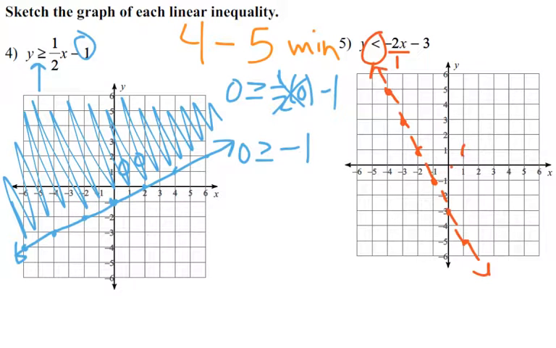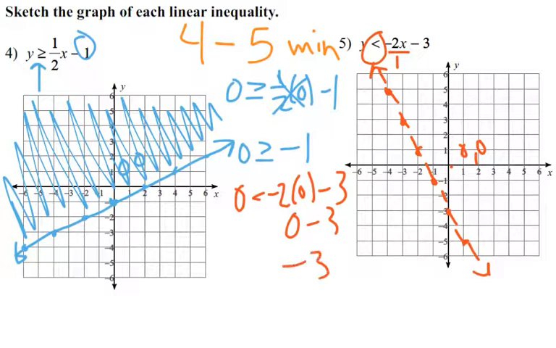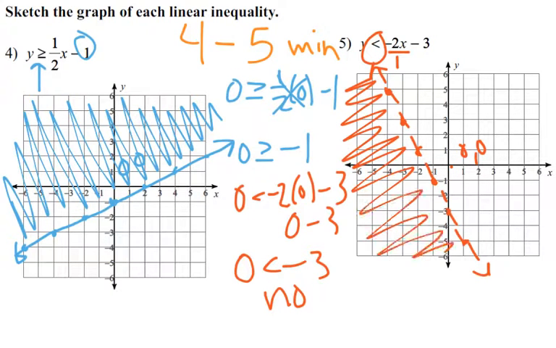Picking the test point 0, 0. So 0 for y is less than negative 2 times 0 for x minus 3. Negative 2 times 0 is 0. Minus 3 is negative 3. Is 0 less than negative 3? No, that is not true, so we shade the opposite side.